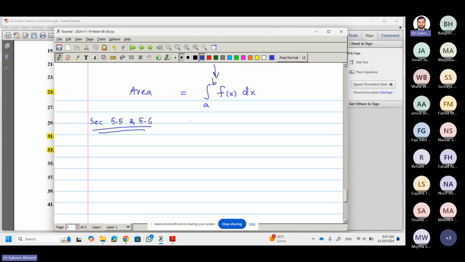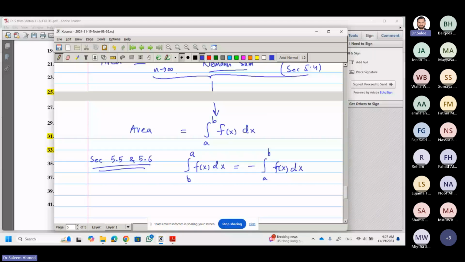They say if you go from a to b of f(x) dx, or if you go from b to a, then I can write it as minus the integral from a to b of f(x) dx. It means if I change the limits of integration, the sign changes. These a and b are called limits of integration: b is called the upper limit and a is called the lower limit, because the lower limit is always smaller than the upper limit. So a is always less than b because it's an interval.